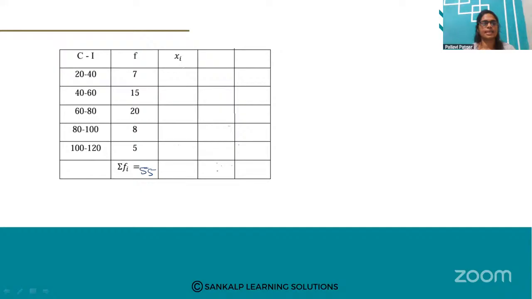Here xi is lower limit plus upper limit divided by 2. So 20, 70, 80 plus 100 divided by 2, 100 plus 120 divided by 2 is 110. Now for the deviations, we have to find ui.